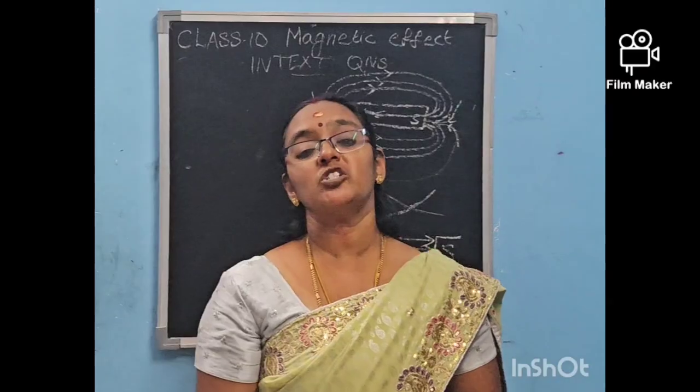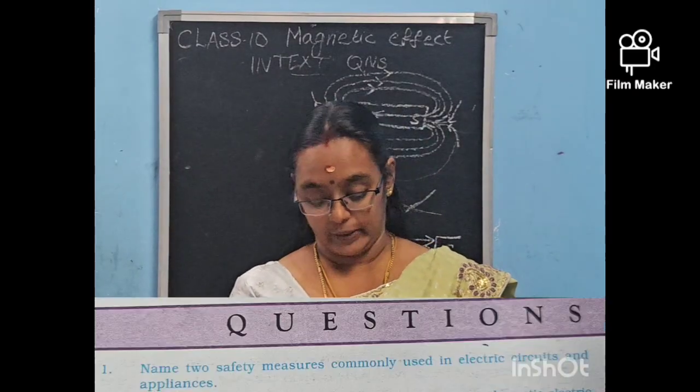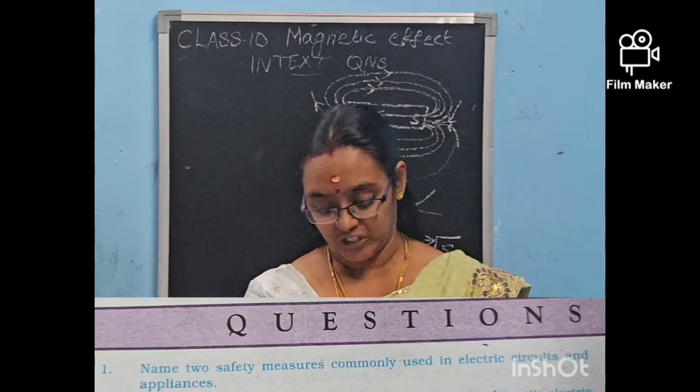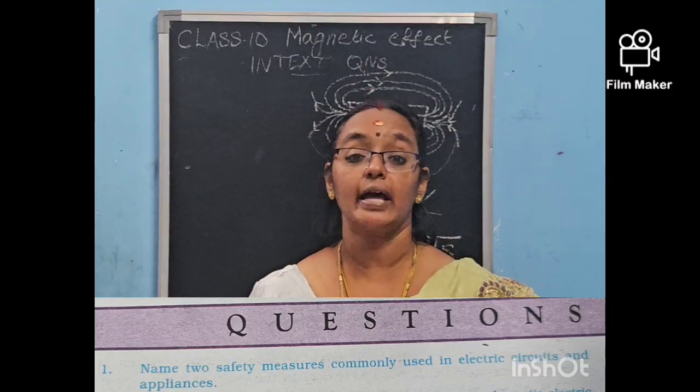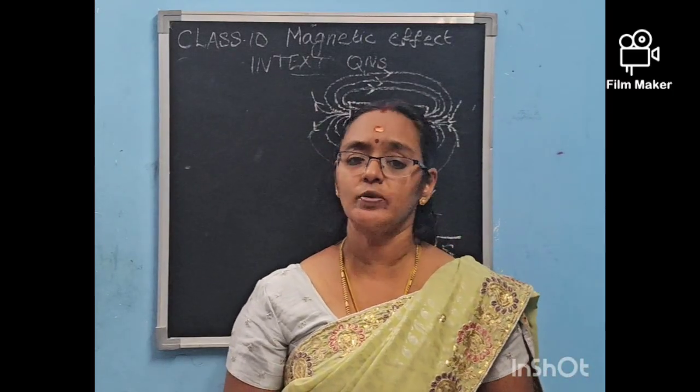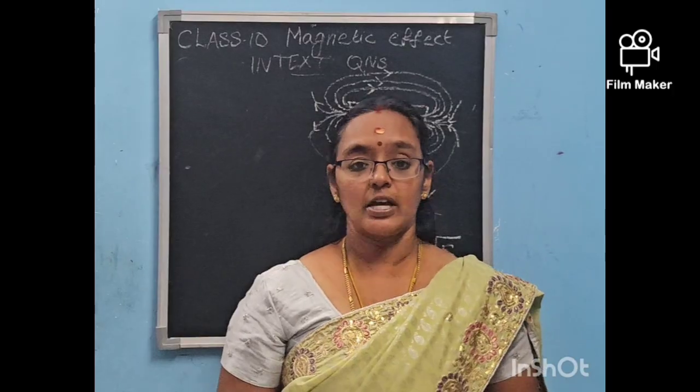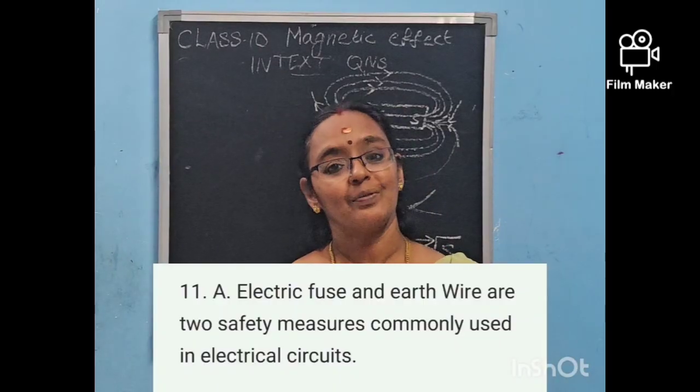Page number 205, you can see a question: name two safety measures commonly used in electrical circuits and appliances. What are the safety measures which are used in these appliances? The safety measures are the electric fuse and the earth wire.